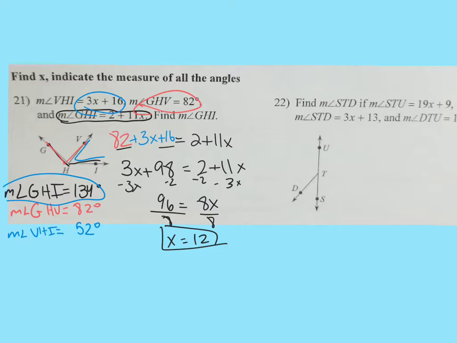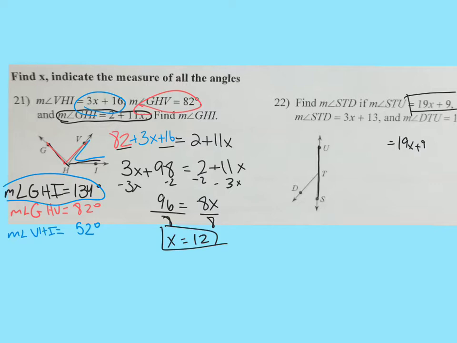So now I'm going to do the same exact thing for 22. The first thing I'm going to do with 22 is the same exact thing as before. So I'm going to look for STU or UTS. STU is going to be equal to 19x plus 9. So that is STU, right? Black piece. Now I'm going to find another piece.